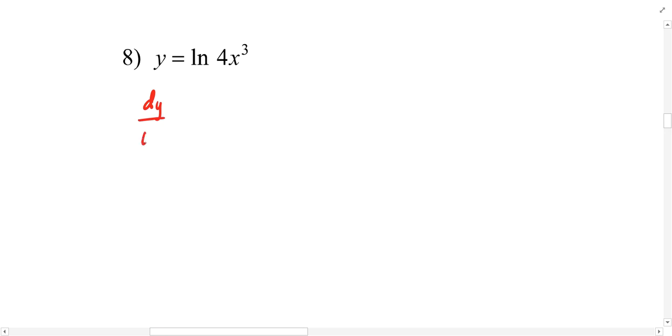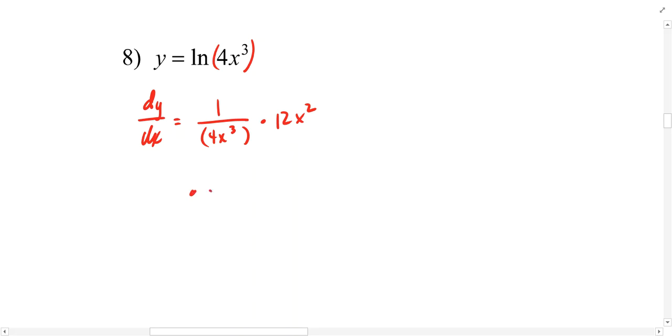For number 8, dy dx, the derivative of y with respect to x, would be the derivative of the outer function, which is the natural log of something. It's not actually x, but it's 1 over the argument, which in this case is 4x cubed, 1 over the inside function, and we immediately multiply by the derivative of the inside function.